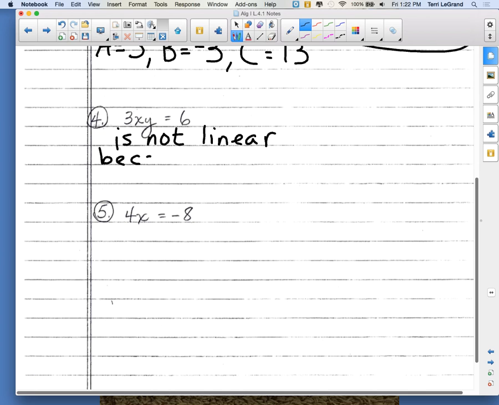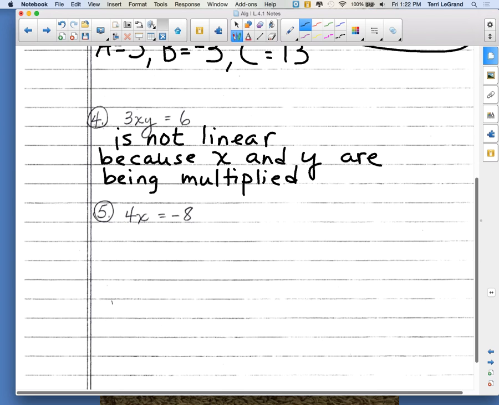Because x and y are being multiplied. It takes just one part of the test, it doesn't pass, and it's not linear. It doesn't have to flunk every piece, just one of them. Sometimes it might flunk more than one of them. So you might come up with a different reason than somebody else if it doesn't pass a couple of the tests.